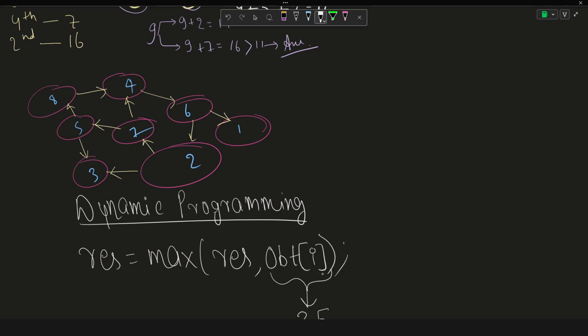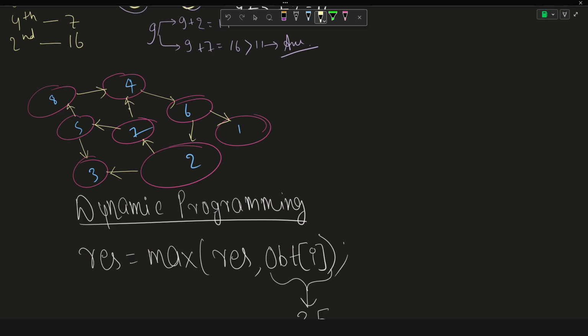So the function of this obtain function is to return the maximum number of coins possible by starting from this ith component, or the ith node in this condensed graph, right? How will this obtain function look like? So it will be like this.